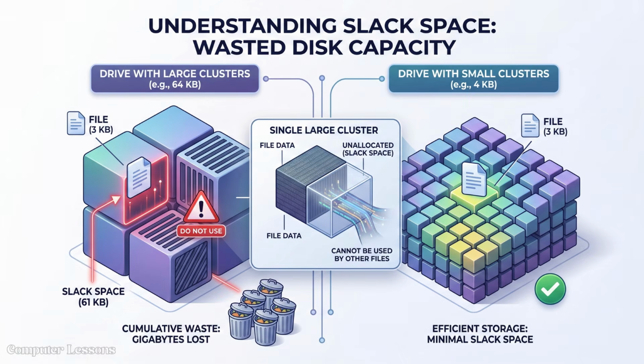Slack space occurs when a file does not perfectly fill its final assigned cluster on the physical disk. The remaining unused bytes in that cluster cannot be used by any other file in the system. This wasted space can add up to gigabytes of lost capacity on drives with large clusters.